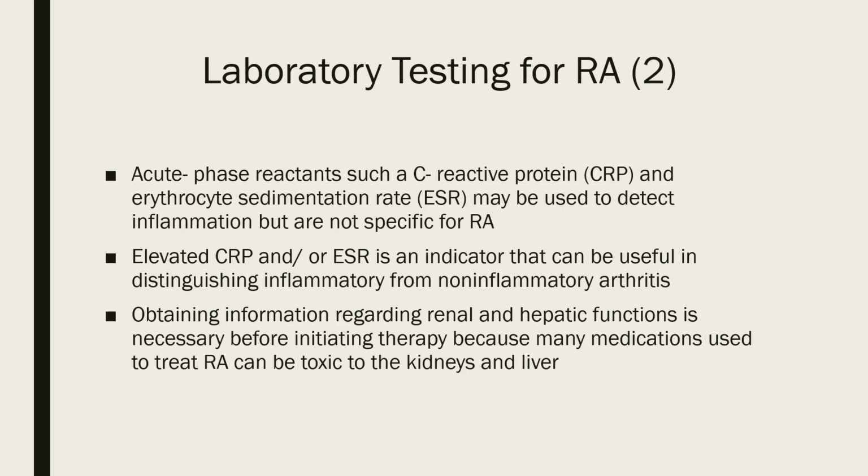So, acute phase reactants, such as C-reactive protein, CRP, and erythrocyte sedimentation rate, which would be an ESR, may be used to detect inflammation. However, these are not specific for RA. So an elevated CRP and or an ESR will be an indicator that can be useful in distinguishing inflammatory from non-inflammatory arthritis. So obtaining information regarding renal and hepatic function is necessary before initiating therapy because many medications used to treat RA will be toxic to the kidneys and the liver.